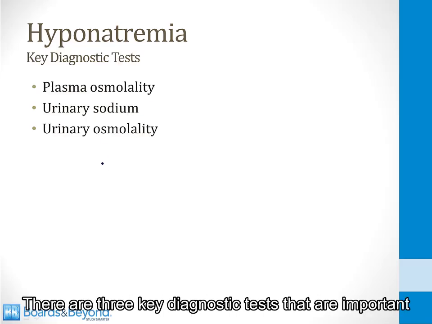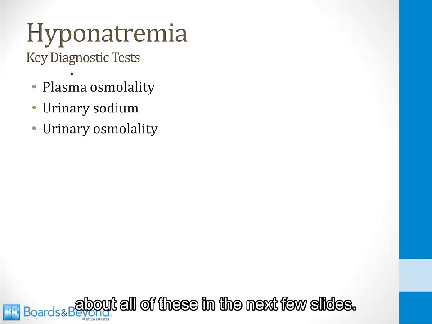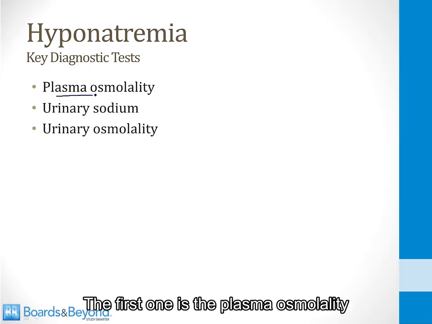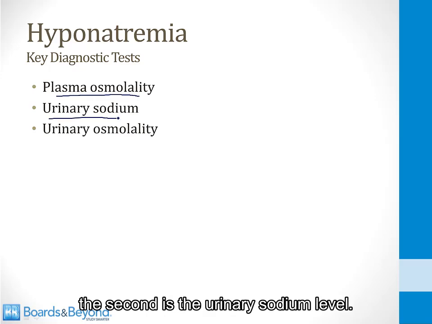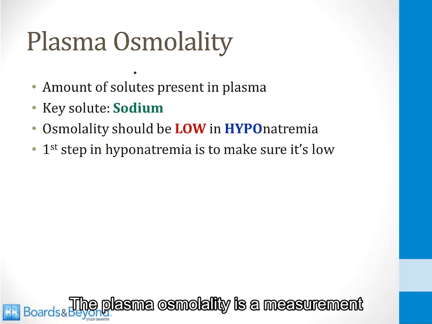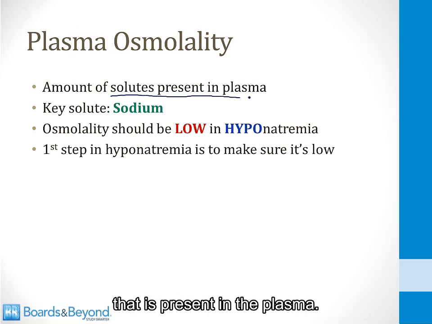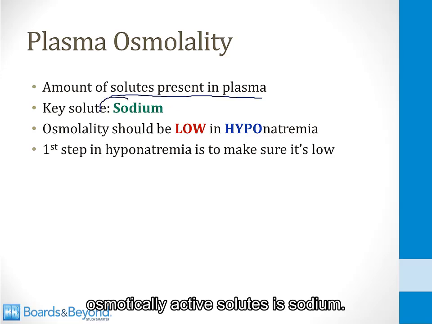There are three key diagnostic tests that are important for all sodium disorders, but especially hyponatremia, and we're going to talk about all of these in the next few slides. The first one is the plasma osmolality, the second is the urinary sodium level, and the third is the urinary osmolality. The plasma osmolality is a measurement of the amount of osmotically active solutes that is present in the plasma, and one of the most important osmotically active solutes is sodium.